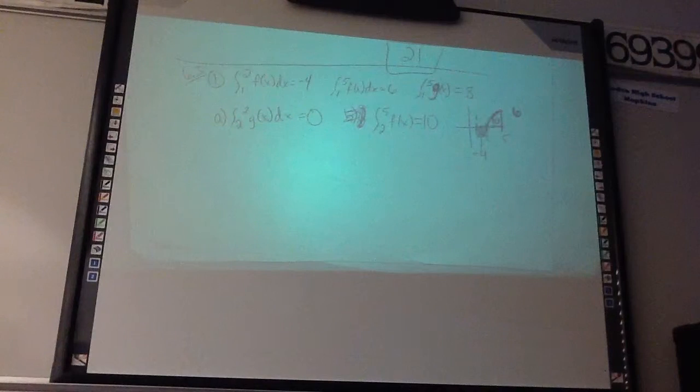Or you could just look at it a different way with your numbers. Take away your 1 to 2 because you don't need it out of the big one. So you have 6 minus negative 4. Oh, look, positive 10. Whatever works for you.